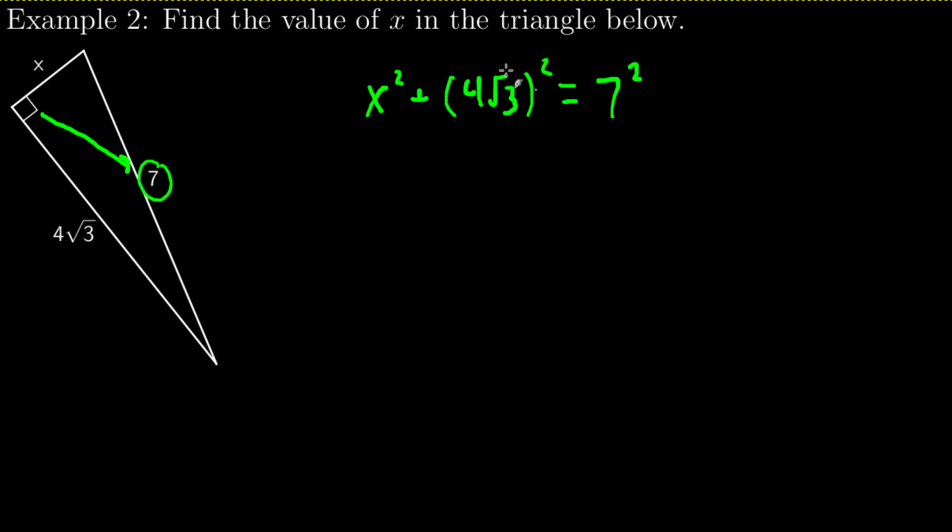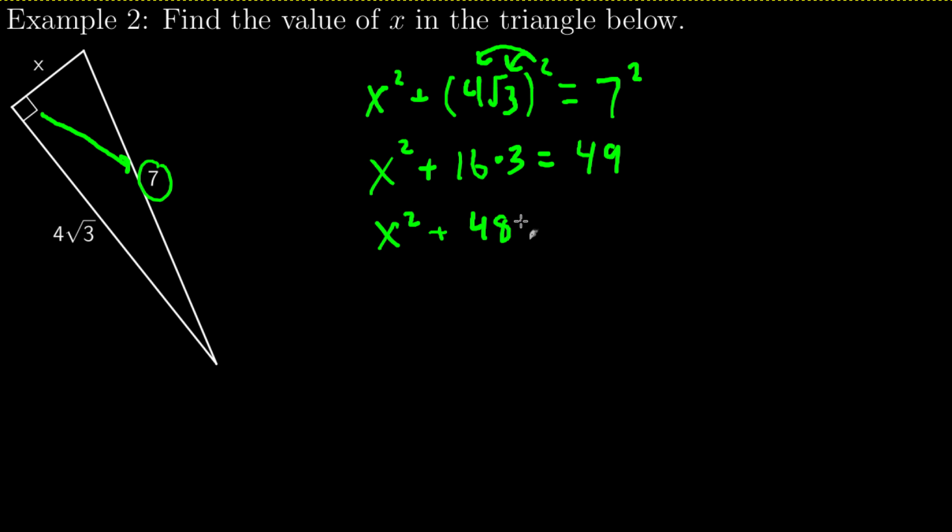And I'm just going to evaluate some stuff, so I get x squared. I square the 4, get 16. Square the root 3, get 3. And 7 squared is 49. I keep going. 16 times 3 is 48. I'll subtract the 48 from both sides, because I want to get x squared by itself.